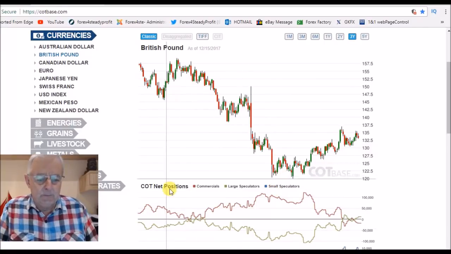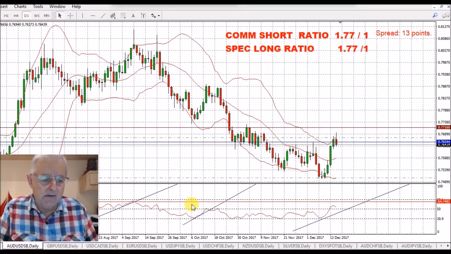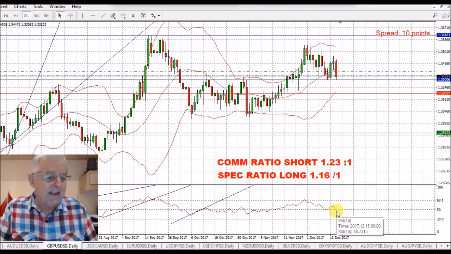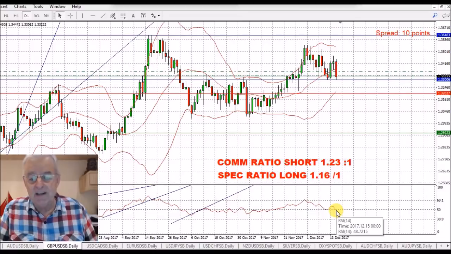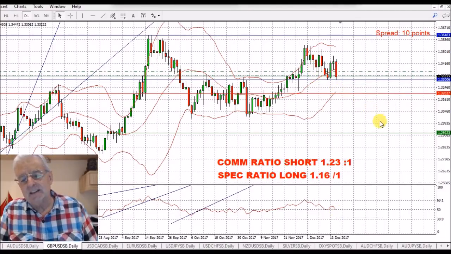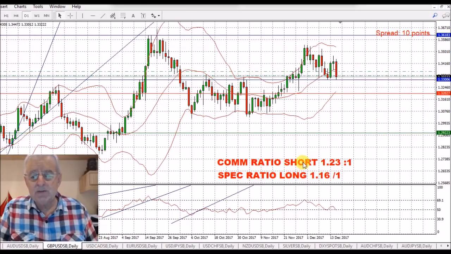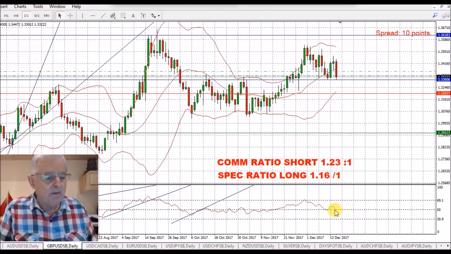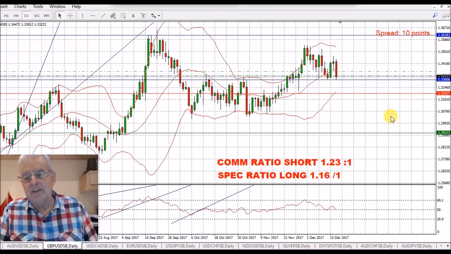So we'll just have a quick look at the charts. As you can see, we started falling back down. We have actually got below the 50 on the RSI. As long as that holds, basically, I think you're going to see this fall nicely. We've got a commercial short ratio, which I think is slightly reduced this week, of 1.23 to 1. So we'll see where that goes. But I see this coming down over the next 6 weeks or so.